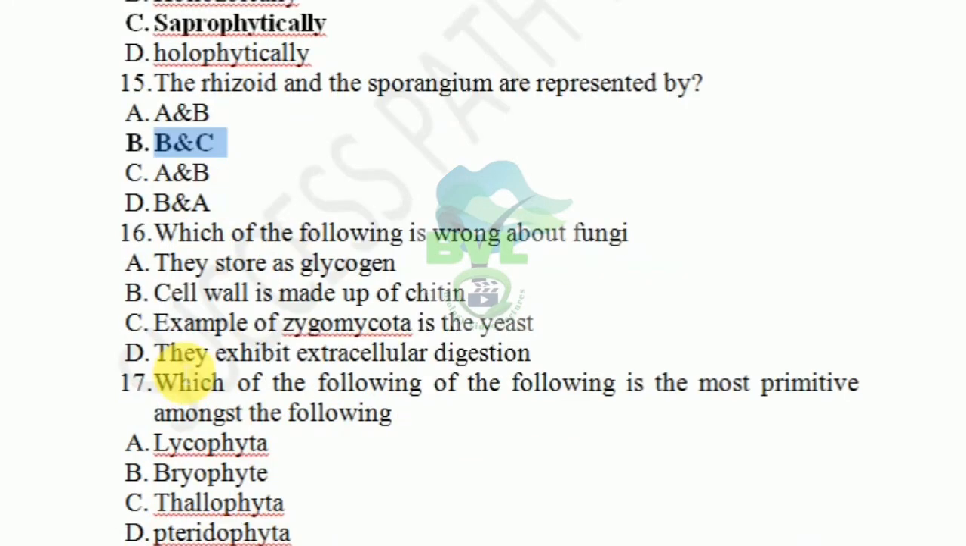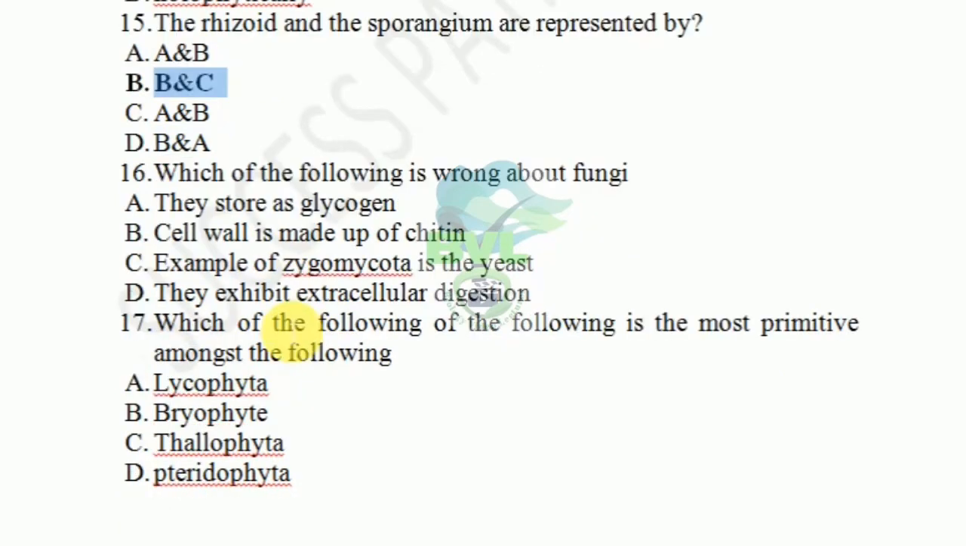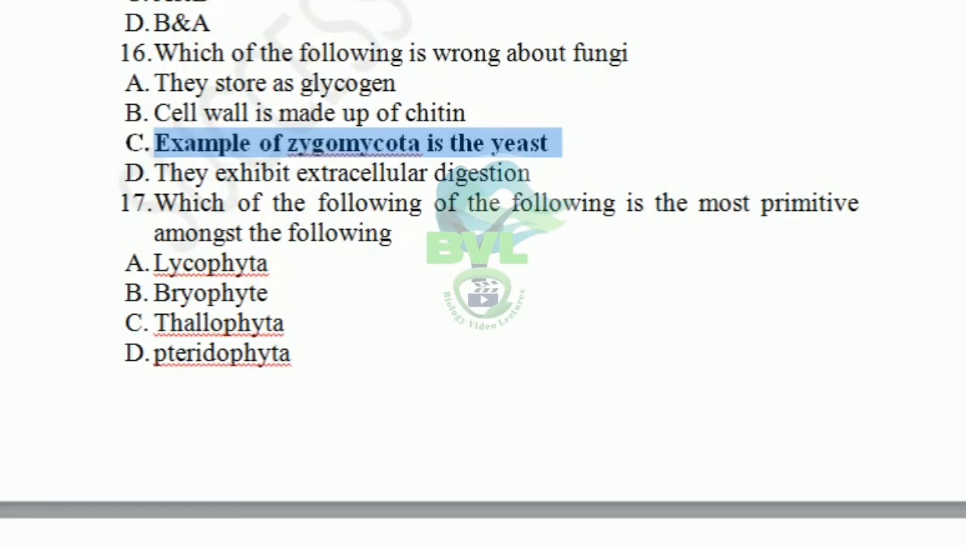Which of the following is wrong about fungi? They store food as glycogen, that's correct. Cell wall is made up of chitin, that's correct. Example of Zygomycota is the yeast. They exhibit extracellular digestion, D is correct. Example of Zygomycota is not yeast, it is rhizopus. Yeast belongs to Ascomycota. So all of these are correct except for C.